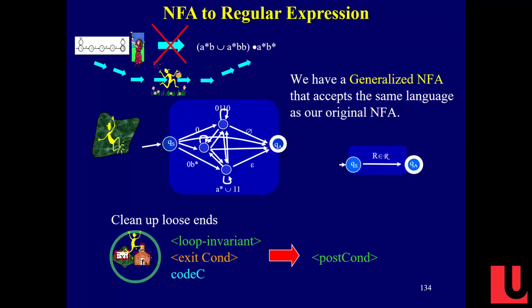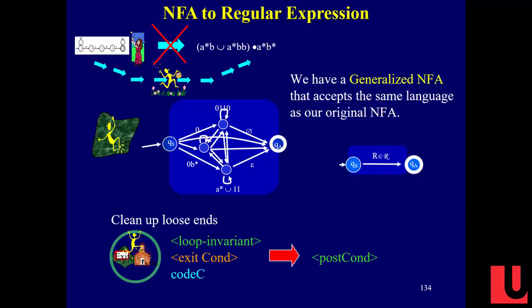Generalized NFA. And then how do we end? We're going to keep ripping out states until there are no states except our new start state and our new accept state. We start with our NFA, add a new start state and a new accept state, and then keep ripping out states in the middle, maintaining the loop invariant that what we have accepts the same language.